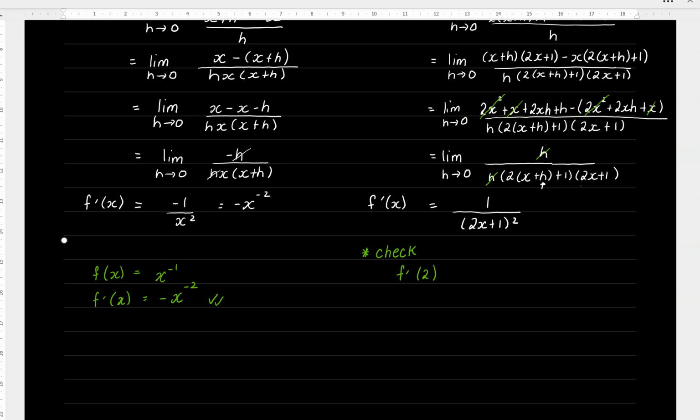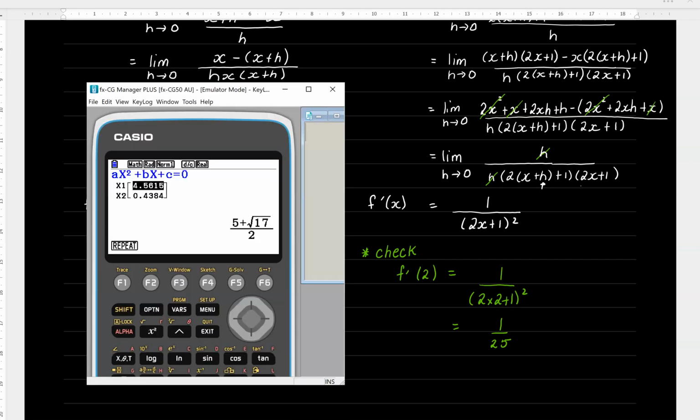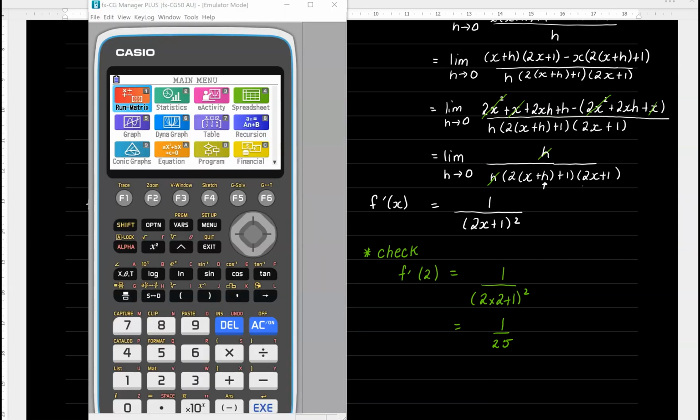And I'm going to check by subbing it into what I have here. So what do I have above? That would be 1 over, might as well do it as I've written it. It's going to be equal to 1 over 2 times 2 plus 1 squared. 2 times 2 is 4, plus 1 is 5, so 1 over 25. All right, so this is how we check on our calculator. Okay, sorry, just had to get that set up.